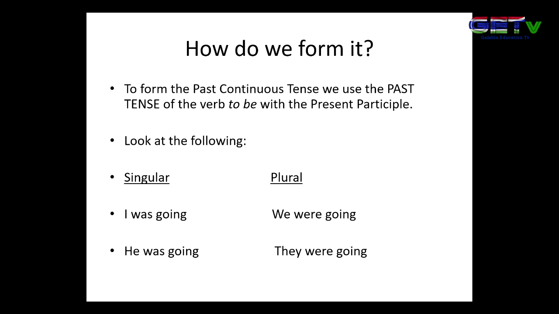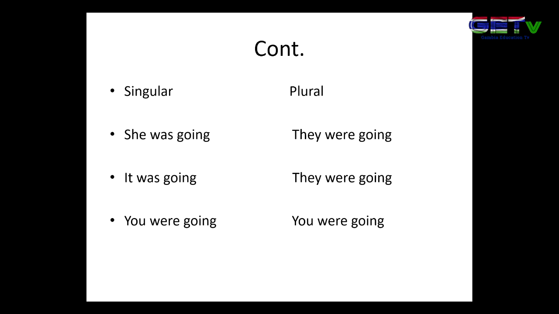Okay? I was going, we were going, he was going, they were going, she was going, it was going, you were going. When it is singular, we say was. When it is plural, we say were.